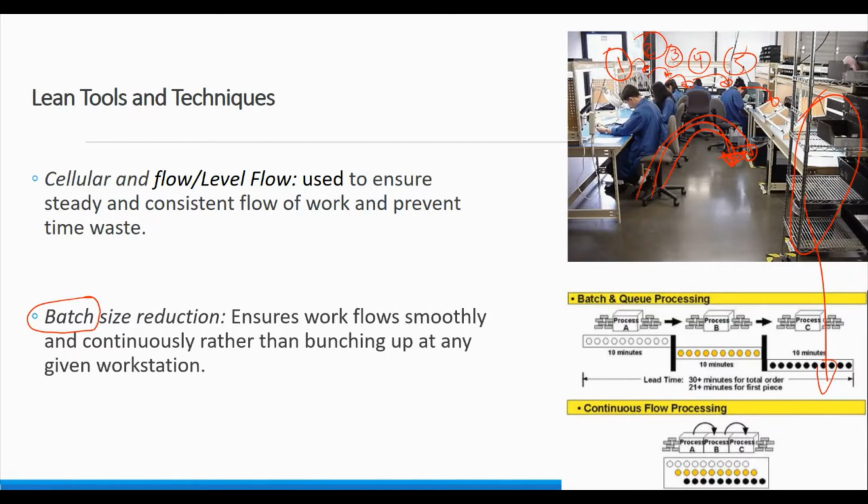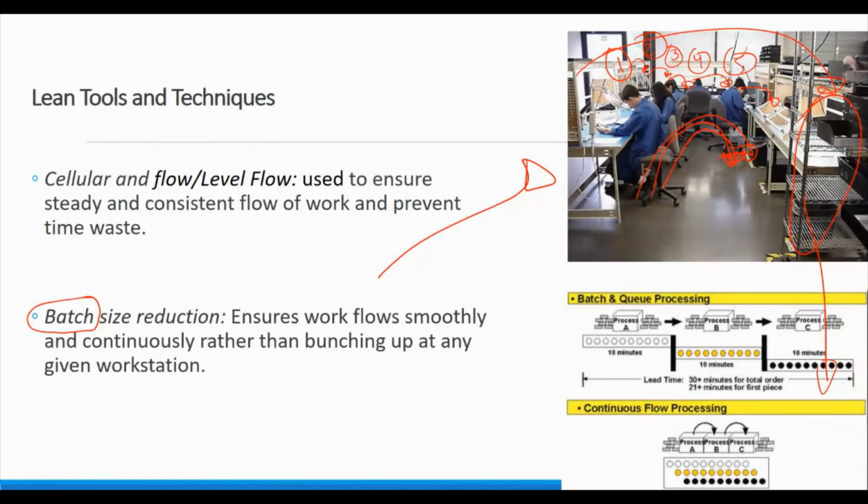If you're doing batch size reduction, then you're ensuring that the work flows smoothly and continuously rather than bunching up at any given workstation. For example, if we go back to the picture above, if you're doing one item at a time, then each of these 5 people is not waiting for the person before to finish. As soon as they finish the one, everybody's busy doing the one item at a time.